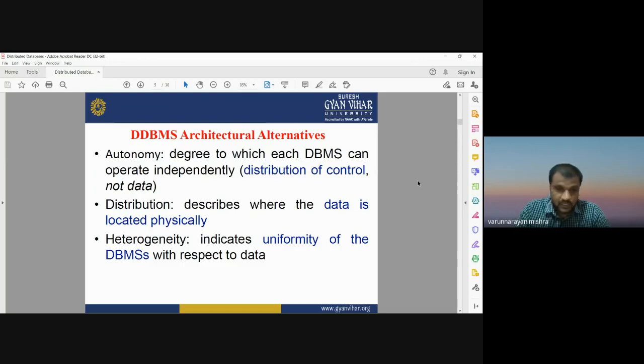And homogeneity, there are two terms. If you are dealing with the same kind of database, then it is known as a homogeneous database, or homogeneity. If you are dealing with different kinds of database, then it is known as heterogeneity, or a heterogeneous database. So heterogeneity indicates how uniform your database is, and what kind of data you are dealing with, whether you are using a uniform or non-uniform database with respect to the entire database.